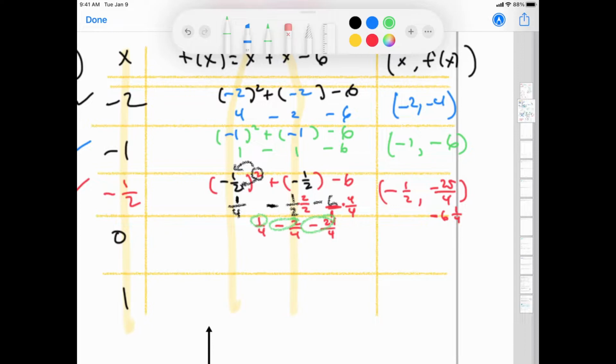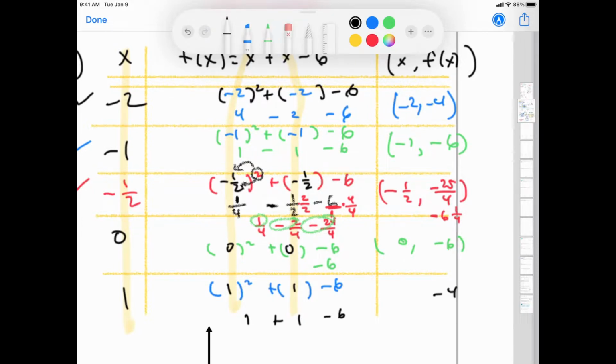Okay, and let's do the 0. If I put in 0 here, you'll just realize that that is negative 6. So 0, comma, negative 6. And let's put in the last one, 1. That'll be 1 plus 1 minus 6, so 2 minus 6 is negative 4. 1, comma, negative 4.